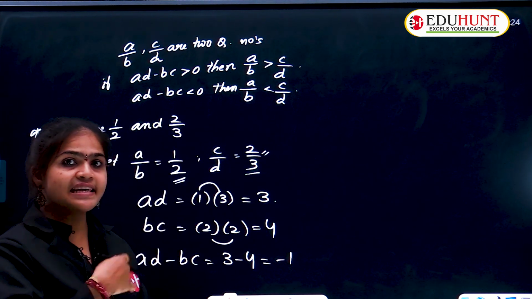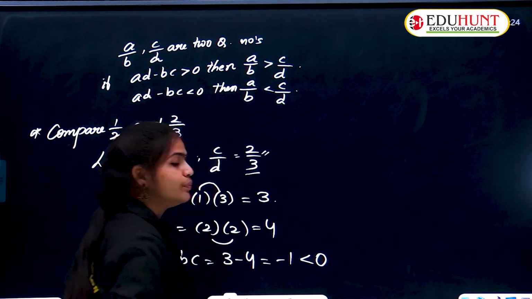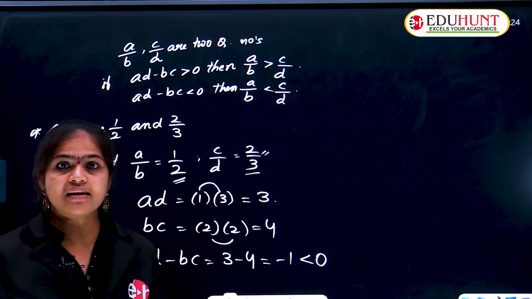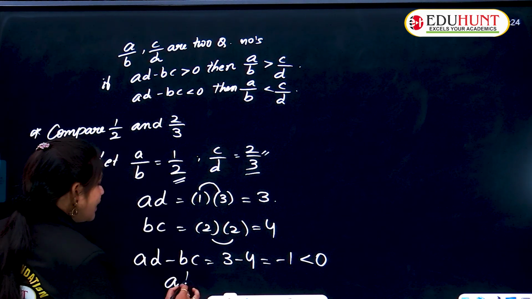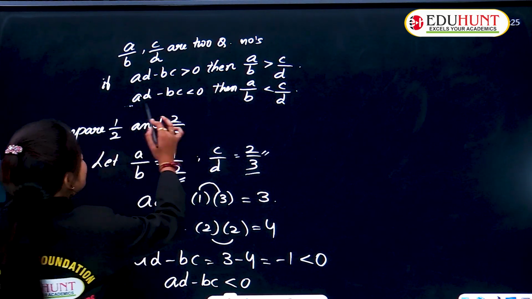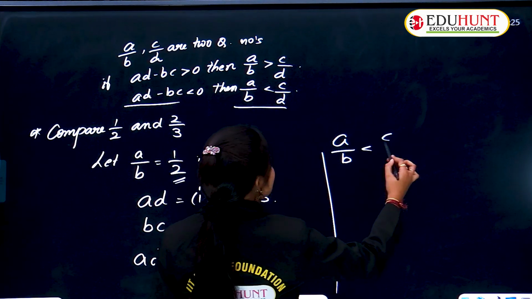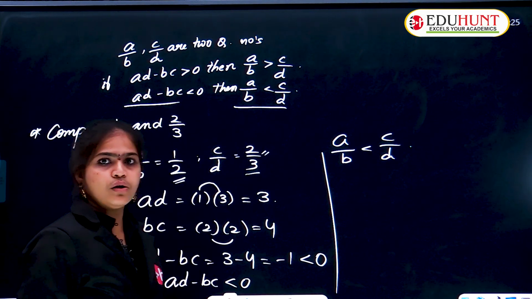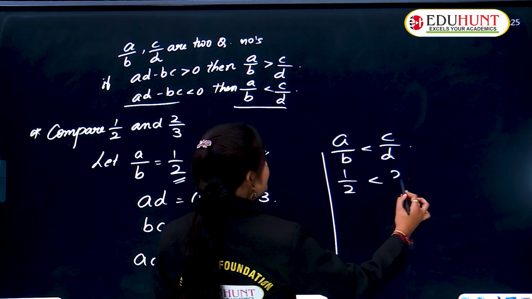Negative numbers are greater than 0 or less than 0? All the negative numbers are less than 0. As per this, the ad minus bc value we got is less than 0. Less than 0 means the condition is a by b is less than c by d. So a by b, 1 by 2, is less than 2 by 3.